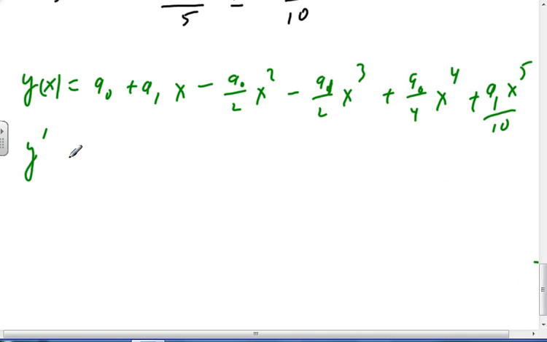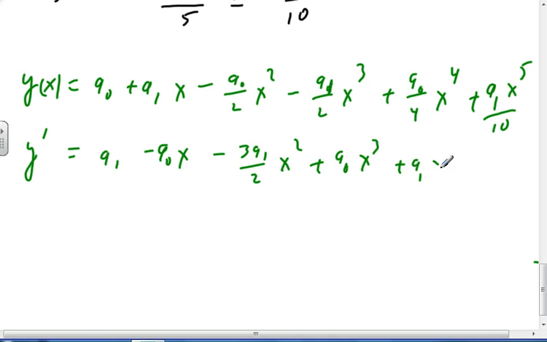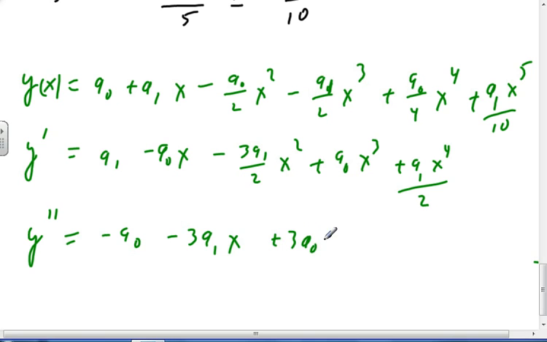y prime: a1 minus a0x minus 3a1 over 2 x squared plus a0x cubed plus a1x to the fourth over 2. y double prime: minus a0 minus 3a1x plus 3a0x squared plus 2a1x cubed. I'm going to write that down twice.